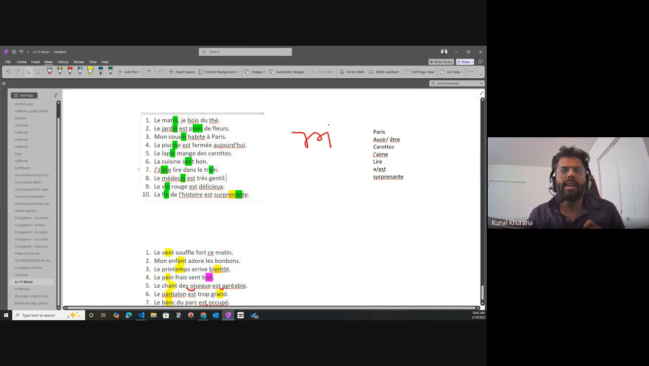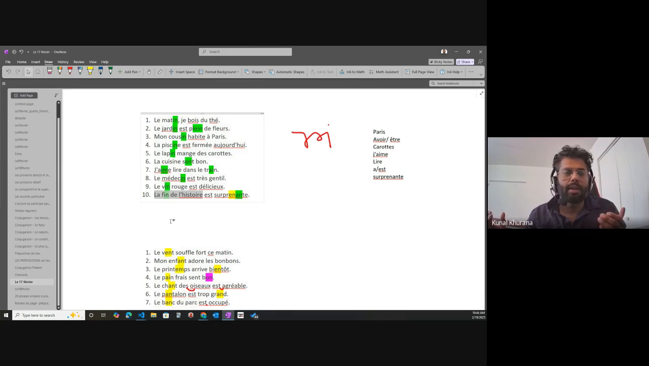So le médecin is from the vocabulary we did, it's doctor. Et très gentil. It's very kind. So the verb être. Très means very. Gentil means kind. Le vin rouge est délicieux. So this is wine. Red wine is tasty, delicious. Same as in English. La fin de l'histoire est surprenante. So this means surprising. So if I were to tell a story, then the ending is surprising.